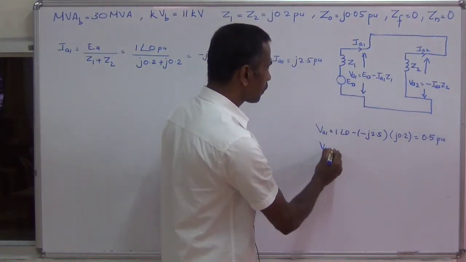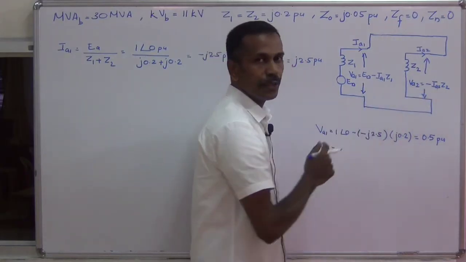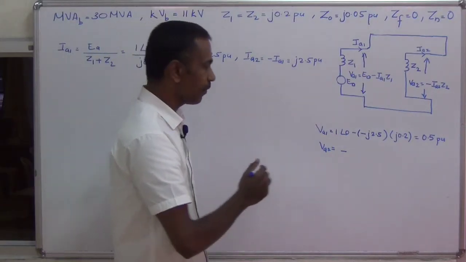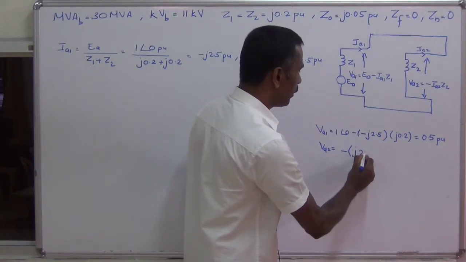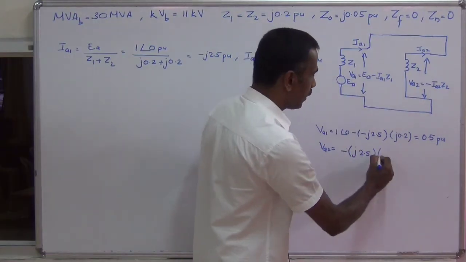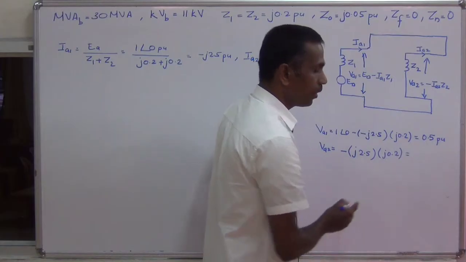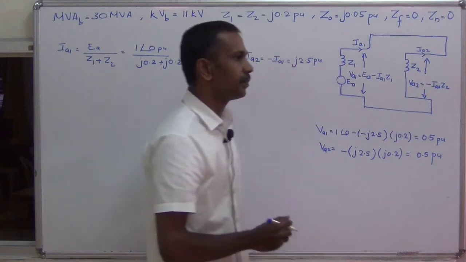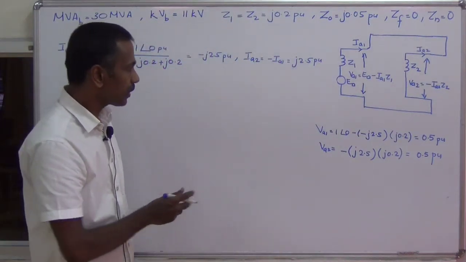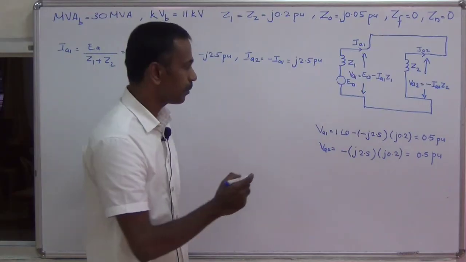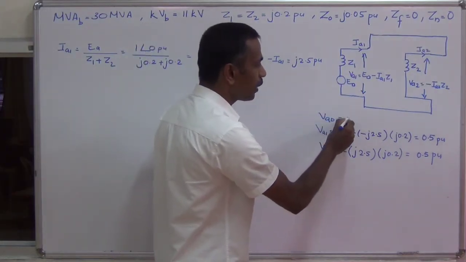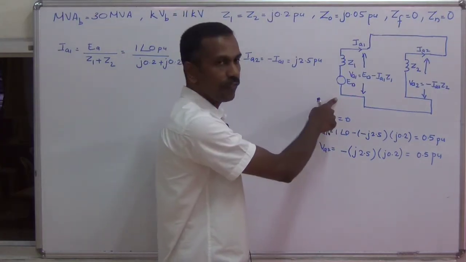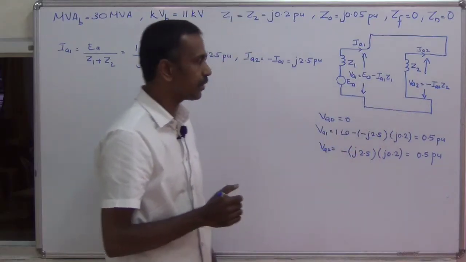VA2 equals minus IA2 Z2, where IA2 equals j 2.5. j 2.5 into Z2, which is j 0.2. This is equal to 0.5 per unit. So VA1 equals VA2 equals 0.5 per unit. And as you know, VA0 will be equal to 0. We do not have any zero sequence network here. In the case of line to line fault, we have only positive and negative sequence network.